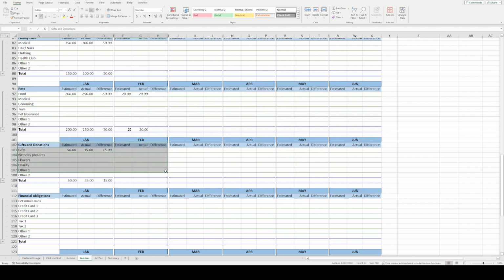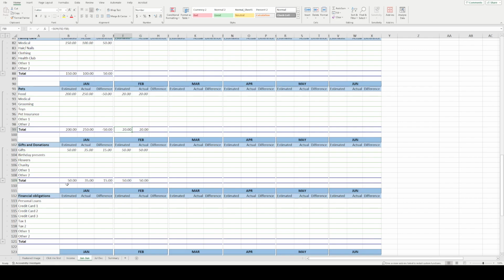Okay. Gifts and donations. This is useful if we have a recurring donation. Let's say we give 5% of our money to charity, or 10%. So let's say here we estimate that 50 euros every month go to charity, and we're like, great, let's do it. We expected 50, we give 50. Perfect.